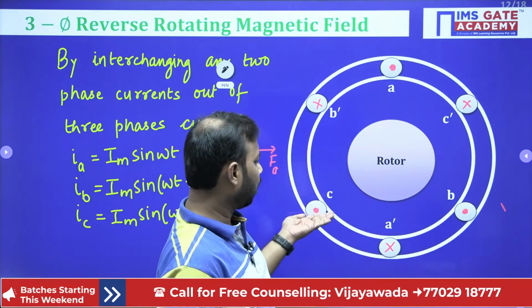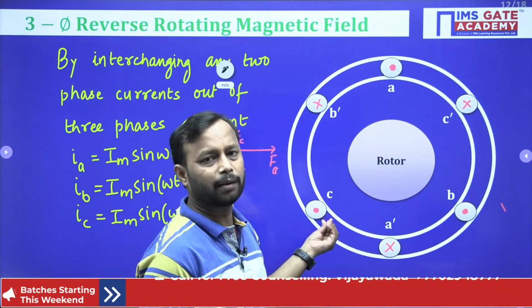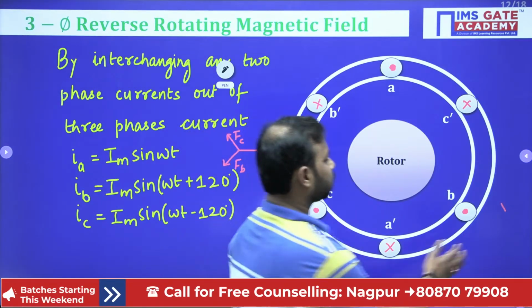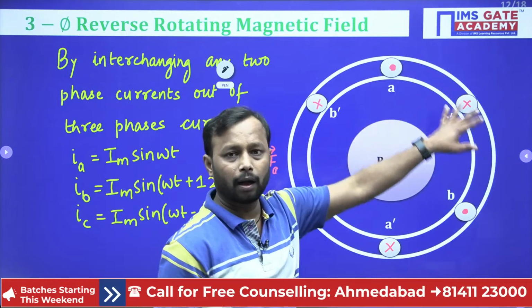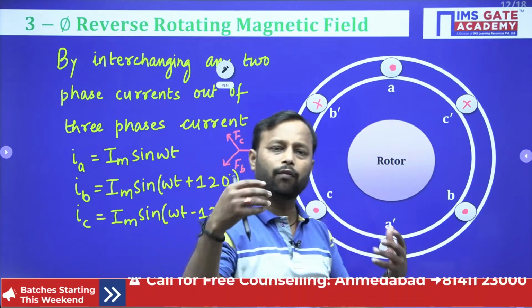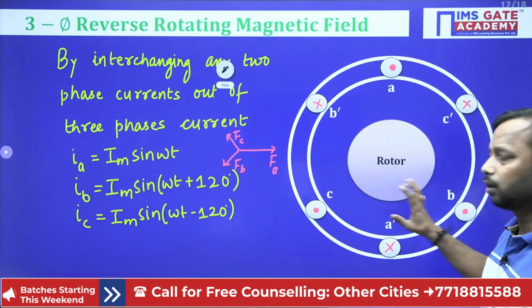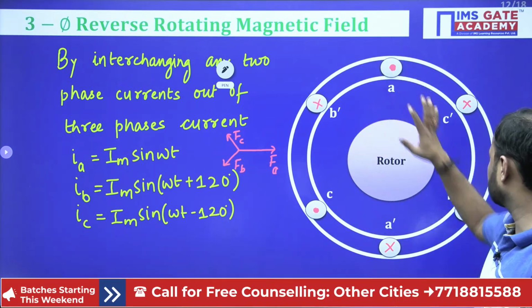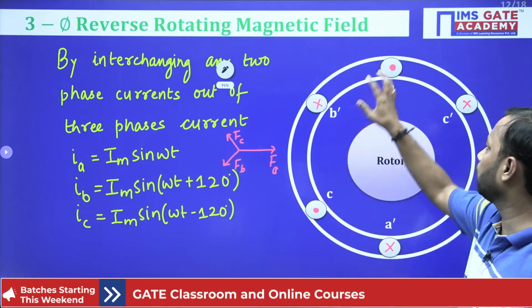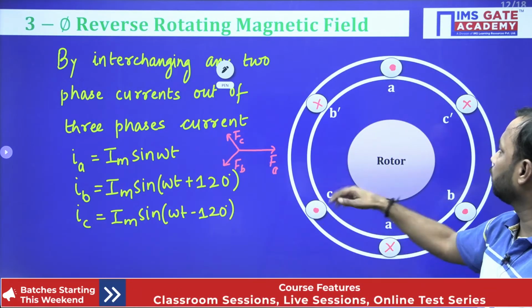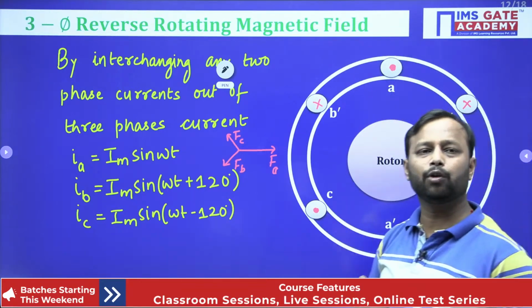And here at phase B, let us take Im sin(omega t minus 240). You can name the winding with whatever notation you like. You can call them Nikhil, Akhil, Rahul, or X, Y, Z, or A, B, C, or C, B, A. Any name you can give.